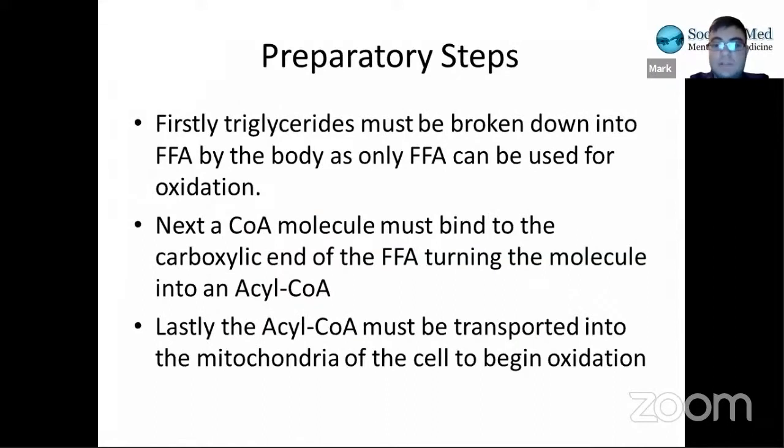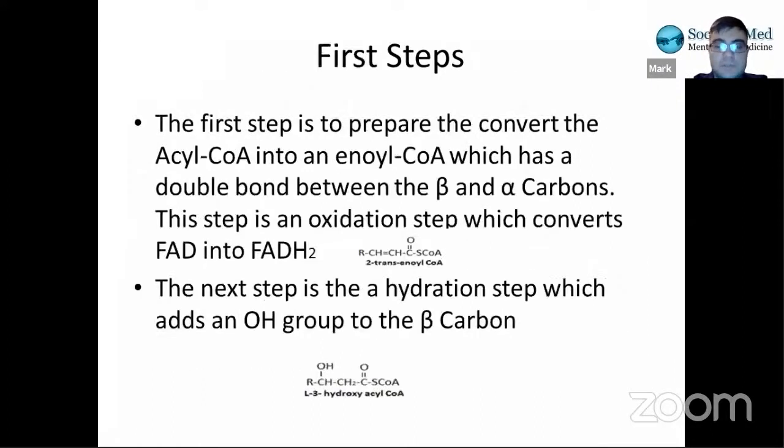Lastly, the acyl-CoA must be transported into the mitochondria of the cell to begin oxidation. Just like the Krebs cycle, beta oxidation occurs in the mitochondria, so it must be transported there. The first step is to convert the acyl-CoA into an enoyl-CoA, which has a double bond between the alpha and beta carbons. This step is an oxidation step, and like I mentioned last time, whenever you have an oxidation step, something else must be getting reduced.